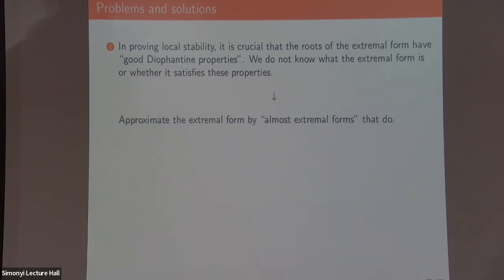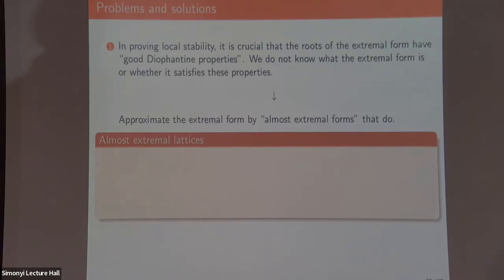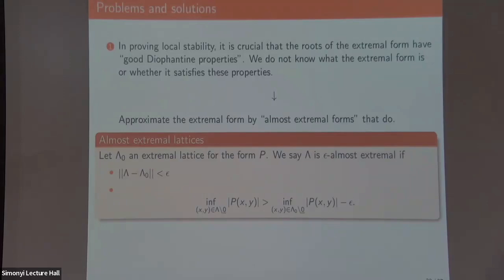So the idea is to approximate these extremal forms by almost extremal forms whose properties are good. So what is an almost extremal form? An almost extremal lattice. It's exactly what you might expect. So for some lambda naught extremal lattice, an epsilon almost extremal lattice is something that is very close in the norm topology, but also it should be almost extremal. This means that its infimum should be very close to maximum. Okay. So what do you mean by this norm?